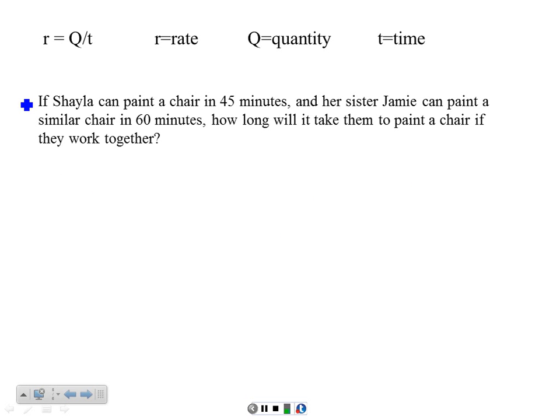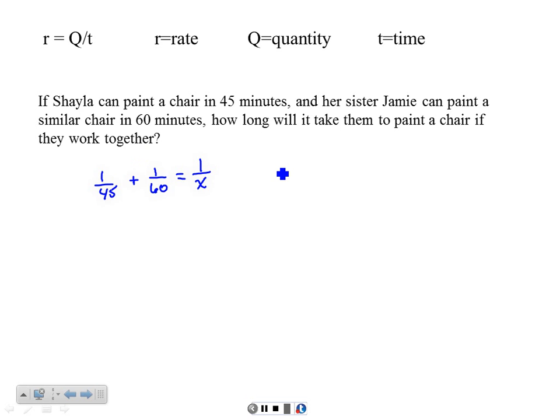The setup is going to be Shayla can do one chair in 45 minutes, and Jamie can do one chair in 60 minutes. And so the question is, how long will it take, so we're looking for time, how long will it take them to paint the chair if they're working together? One chair working together. And I put this plus sign here because they are working together. If they're working against each other, or if you have a problem where something's working against each other, then you would put a minus sign here.